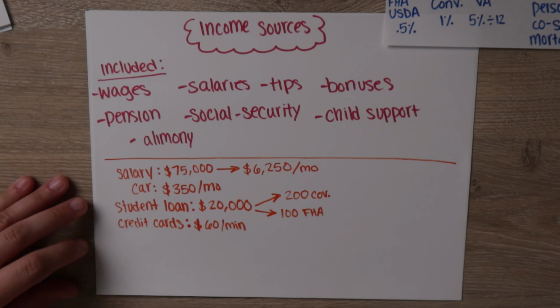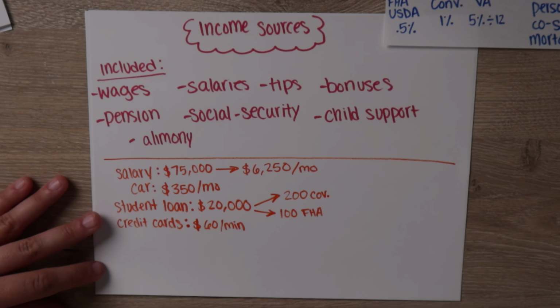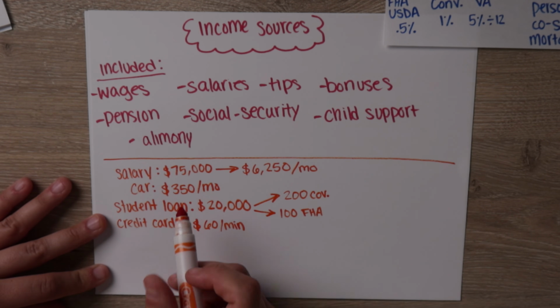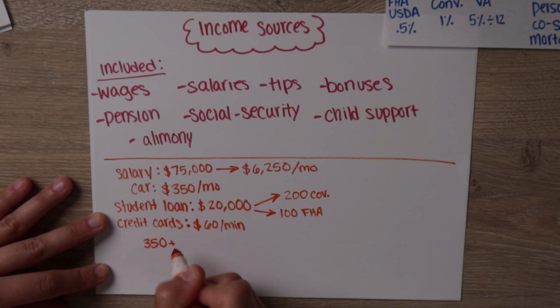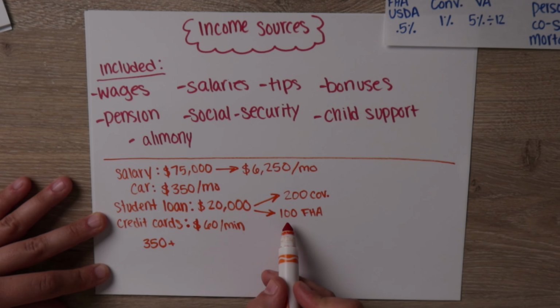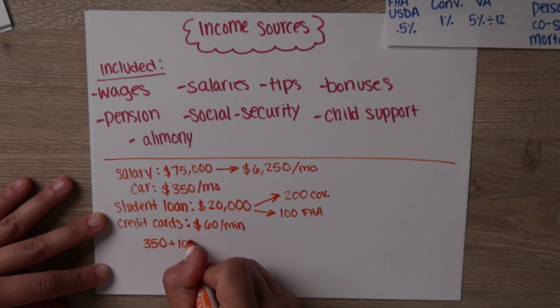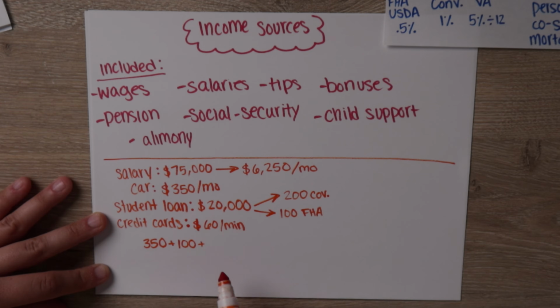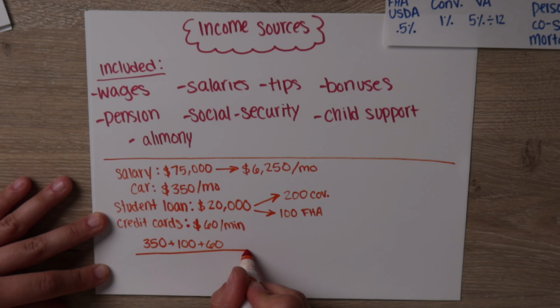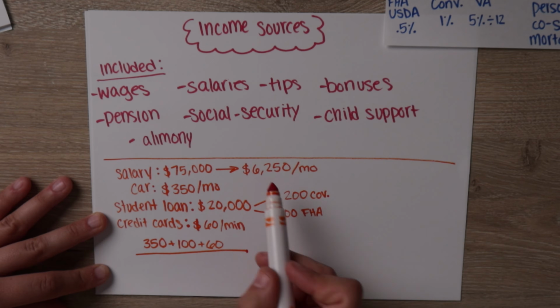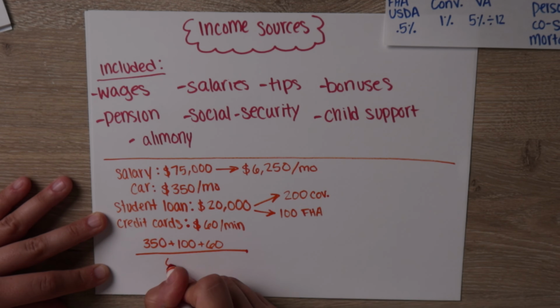So for our debt to income ratio, keep in mind that is our monthly debt payments divided by gross monthly income. My monthly debt payments here are my $350 car payment plus my student loan payment. Let's say I'm pursuing FHA, so I'm going to add in $100 a month. Then I have my minimum credit card payment. Okay, we're going to divide that by my gross monthly income. That was the $6,250.